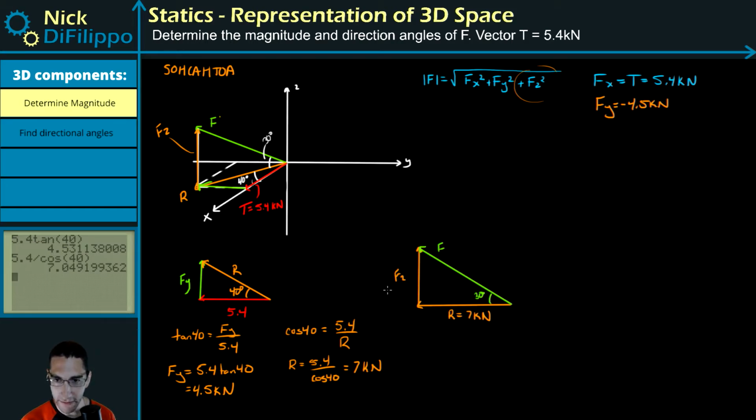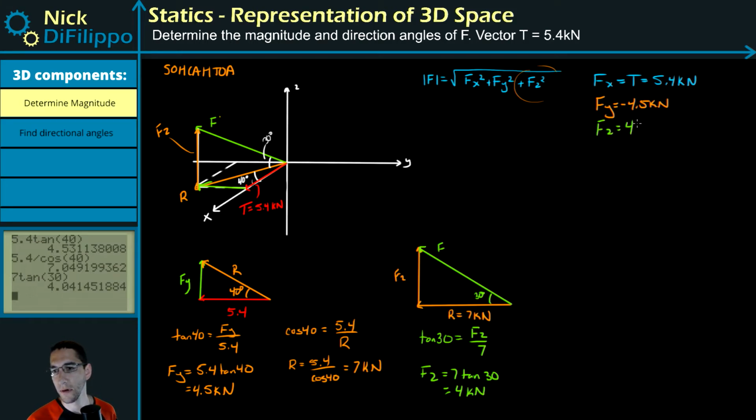But I'm going to stay on the first idea I had, which was determining this vector. So fz is opposite, this is adjacent. Opposite and adjacent is going to be the tangent. So I'm going to have the tangent of 30 is equal to fz over 7. So fz is going to be equal to 7 times the tangent of 30, and that's going to be equal to 7 tangent of 30. We'll call this 4 kilonewtons.